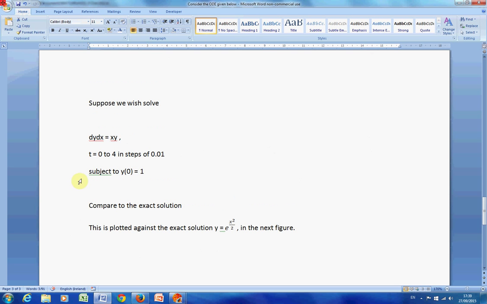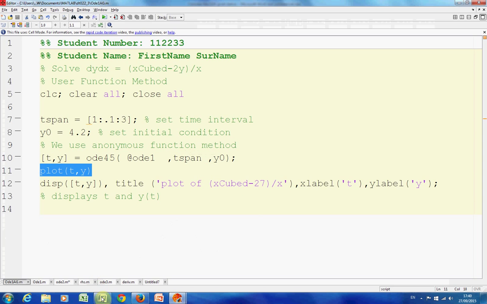So we want to do dy/dx is xy, and our time span is 0 to 4 in steps of 0.01, and our initial condition is y0 equals 1. And why this is a little harder is we're going to get the exact solution, and we're going to compare the two answers. And there may be terms that you're not familiar with. So that's here.